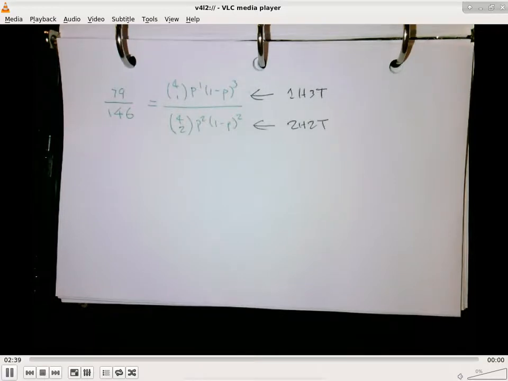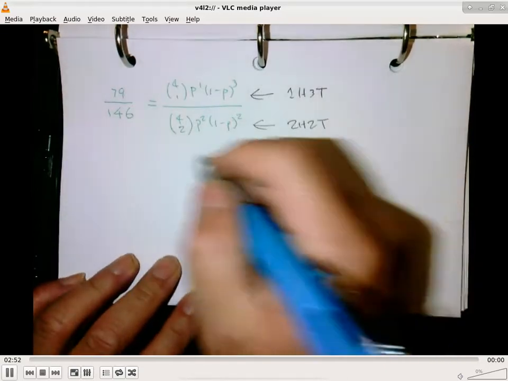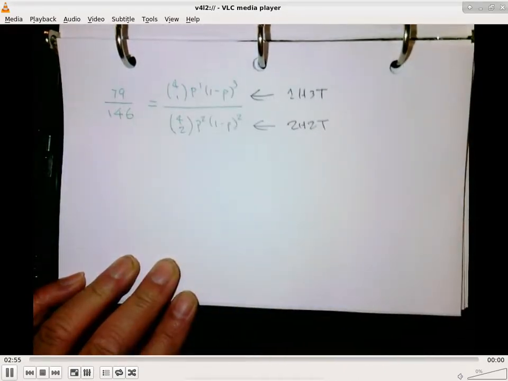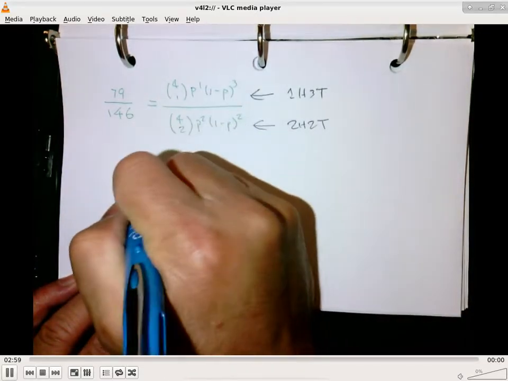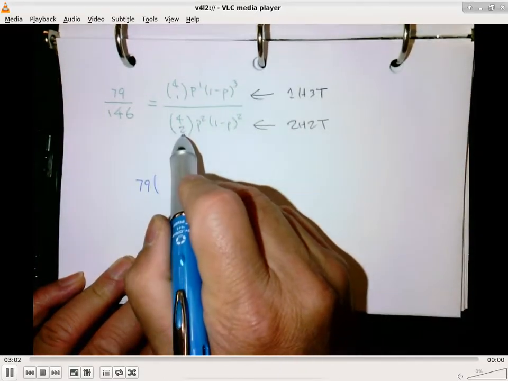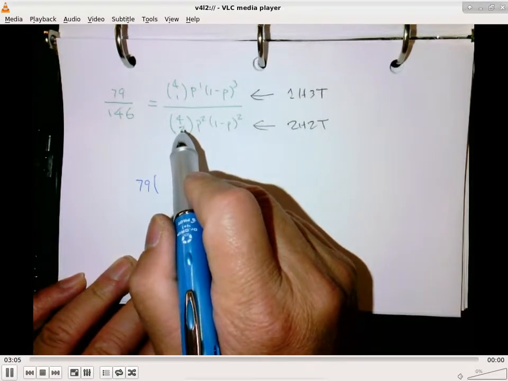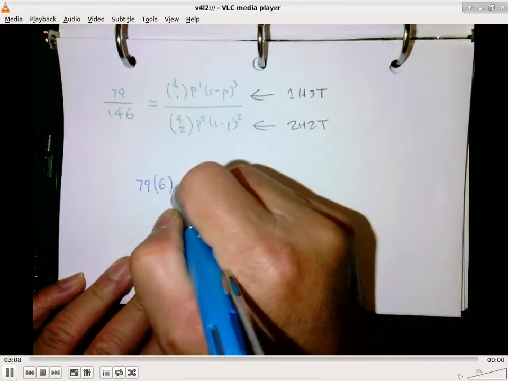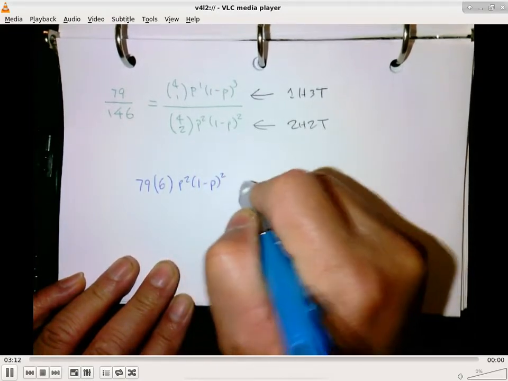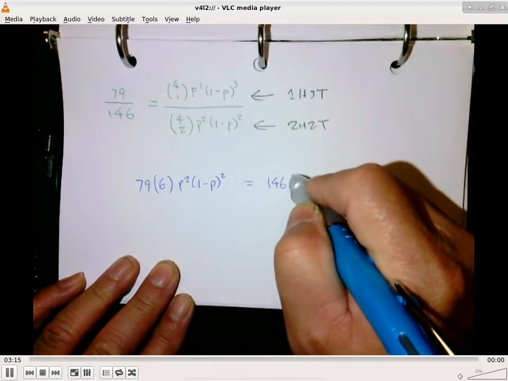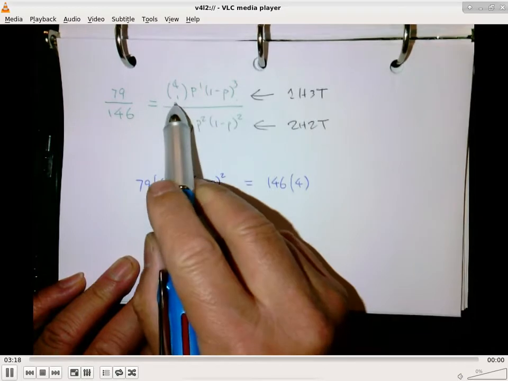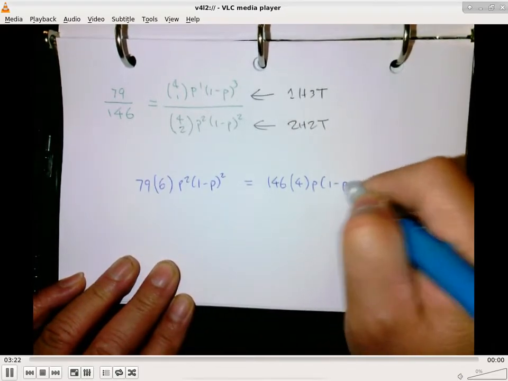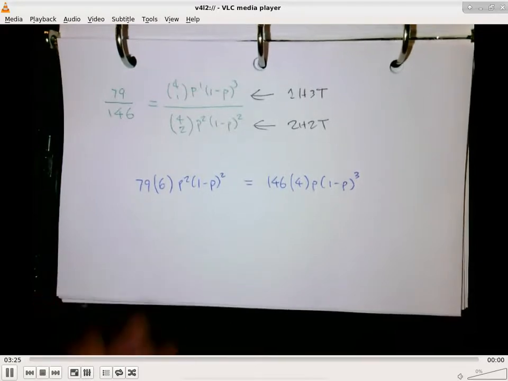So we're trying to find p ratio 1 minus p, right? No, we are trying to find p. We're trying to resolve p. But this gives you enough information to resolve p already. If you want to carry out the actual thing, you basically say 79 times 4 choose 2, which is 4 factorial divided by 2 factorial times 2 factorial, which is 6, okay? p squared times 1 minus p, the whole thing squared, equals 146 times 4, because 4 choose 1 is just 4, and then we have p, and then 1 minus p to the power of 3. Is that okay so far?